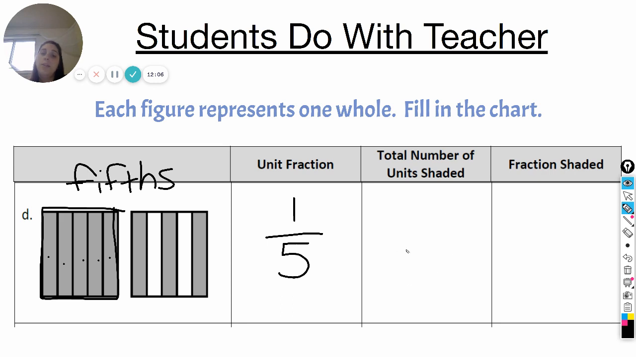Okay, now go ahead and write on your whiteboard the total number of units shaded. So now we're looking at all of the figures and counting how many pieces are shaded all together. And go ahead and write that number on your whiteboard.